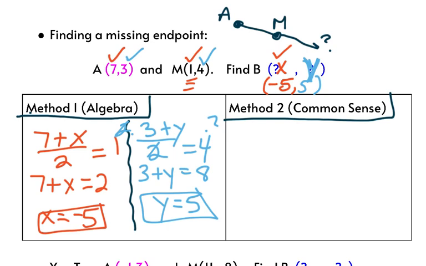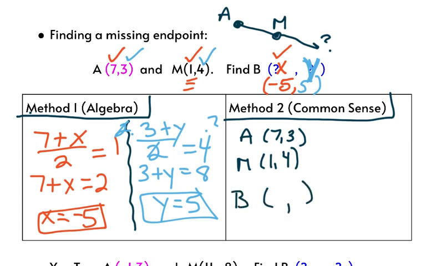Now I'm going to challenge you to think of this as more common sense. So watch what I'm going to do. I'm going to take my first endpoint that I know. Beneath it, I'm going to put the midpoint that I know. Beneath that, I'm going to put my missing one. And what I do is I use common sense. If I walk 2 steps to the right to get to the middle of something, won't I go 2 more to the right to get to the other side?